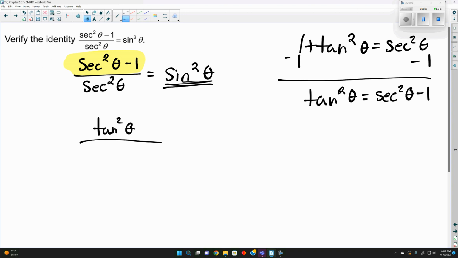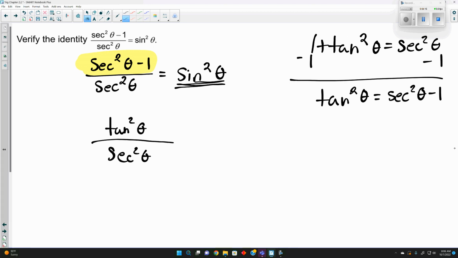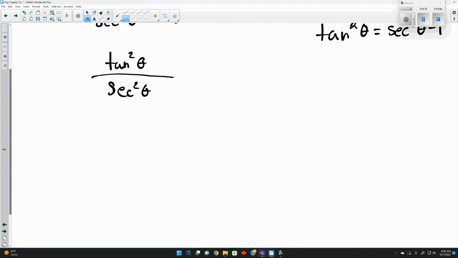Now we have the denominator as secant squared of theta. At this point, I'm going to stop writing equals sine squared of theta, because we know that I'm trying to get this to be sine squared of theta, and we're trying to verify it. We don't know for sure, though it should work out that they're equal. We're trying to prove that they are the same. So we don't have to rewrite equals sine squared of theta every single time. We just need to get this worked out to be there.